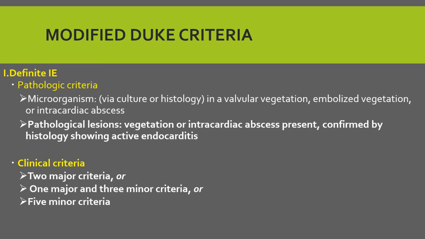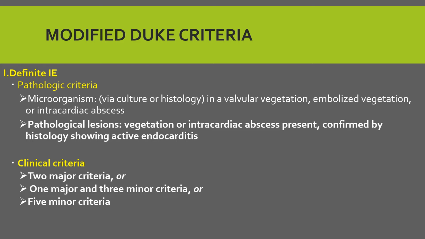To diagnose infective endocarditis, we need the modified Duke criteria. We say definite infective endocarditis, possible infective endocarditis, and rejected infective endocarditis. To say definite infective endocarditis, we need either pathological criteria or clinical criteria. On pathological criteria, presence of microorganisms via culture or histology in valvular vegetation, embolized vegetation, or intracardiac abscess, and also a pathologic lesion such as vegetation or intracardiac abscess confirmed by histology showing active endocarditis can confirm the diagnosis.